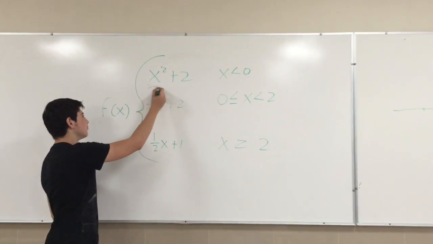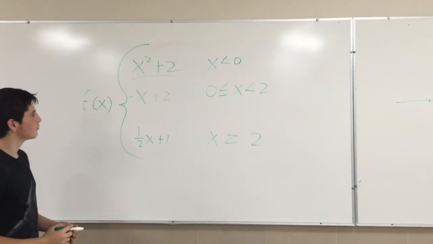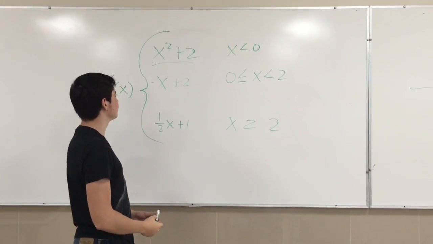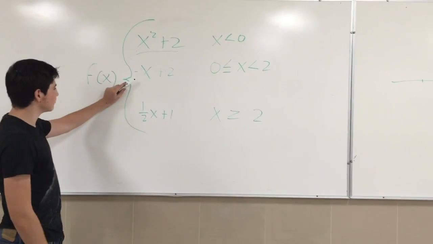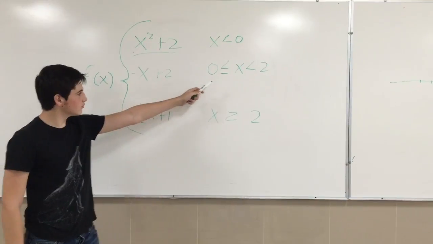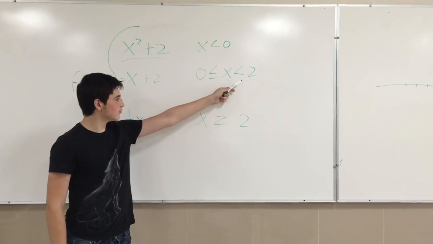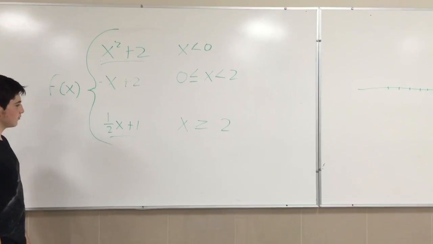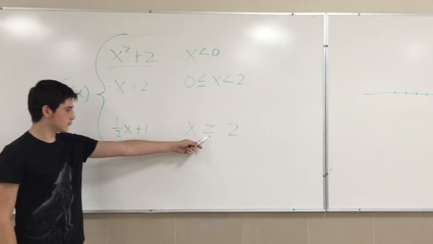First we have x squared plus 2 where x is less than 0. Then we have negative x plus 2 where x is more or equal to 0 and x is also less than 2. Then we have half of x plus 1 where x is more or equals to 2.